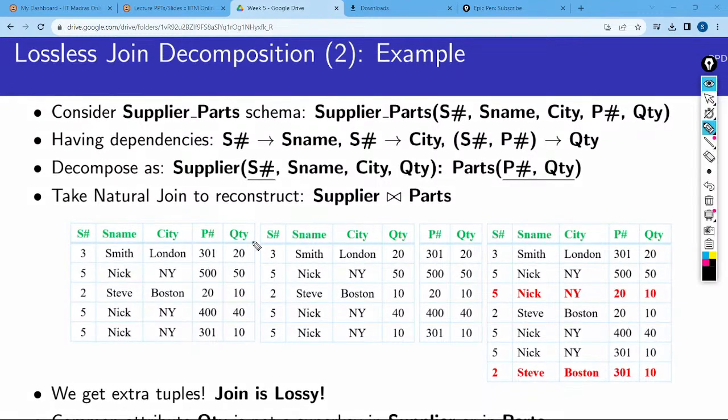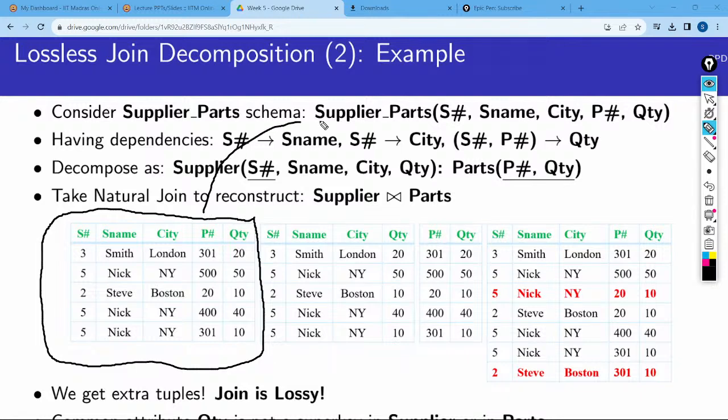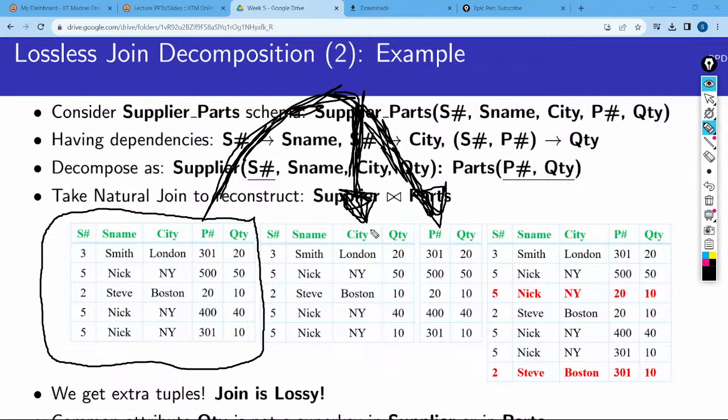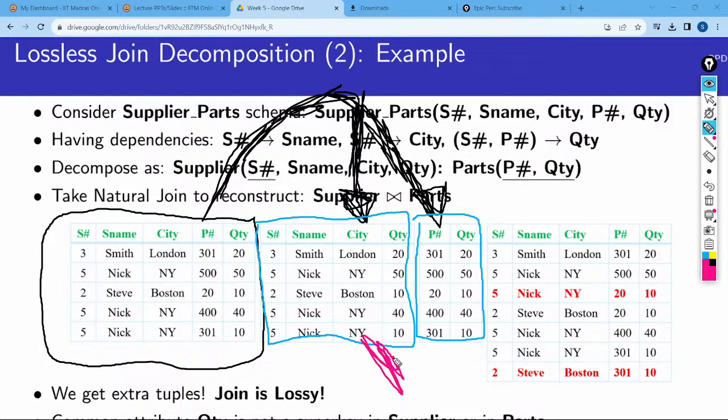This is an example that we are looking at. The boundary is not particularly clear. This is a whole table which was decomposed into the following two tables. Let me just darken this a bit so that it's clear what we are talking about. After decomposing it into two different relations, we perform a natural join on both of these, and what we get is this table.